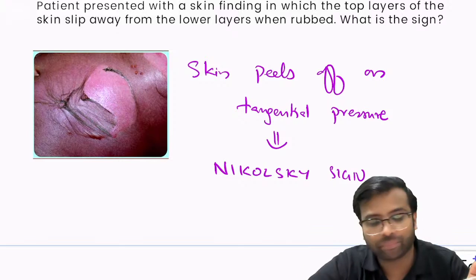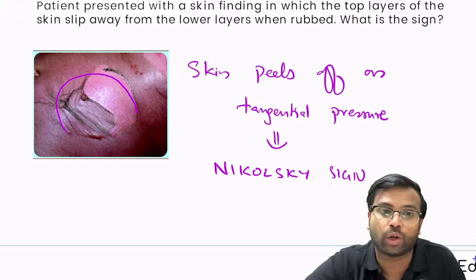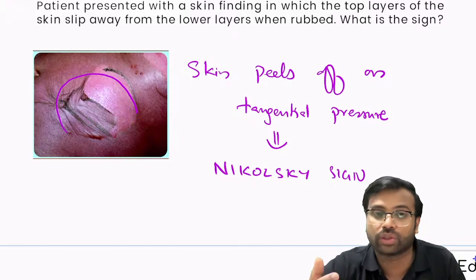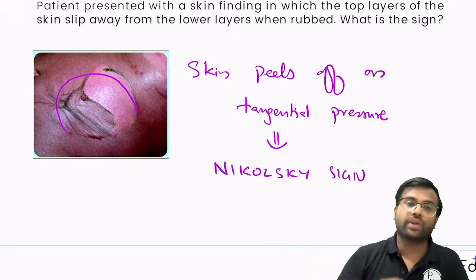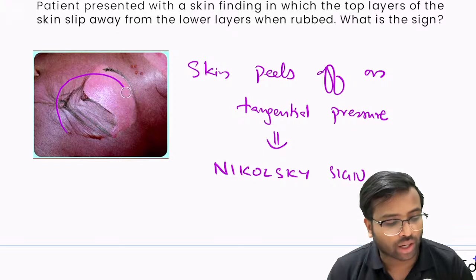So what is a bulla? A bulla is a lesion, something which may look like this, which contains a clear fluid. So this is a raised lesion which contains a clear fluid. Now what happens when a bulla would rupture?